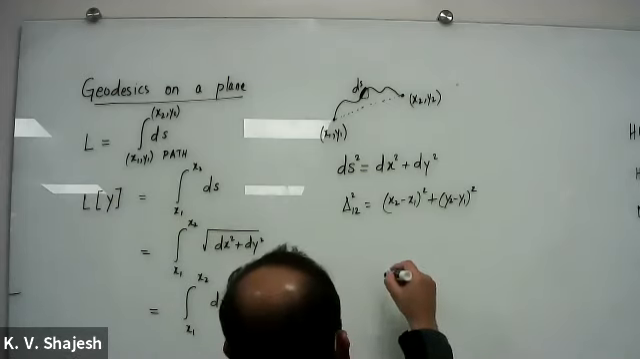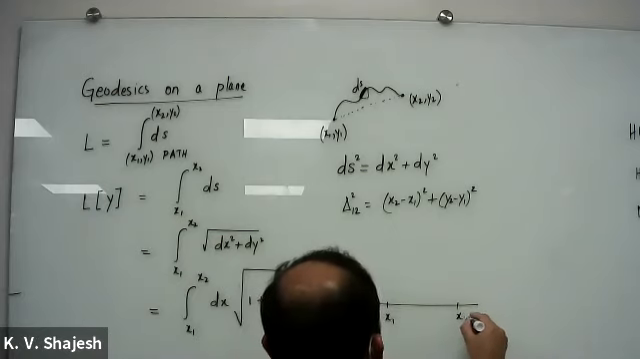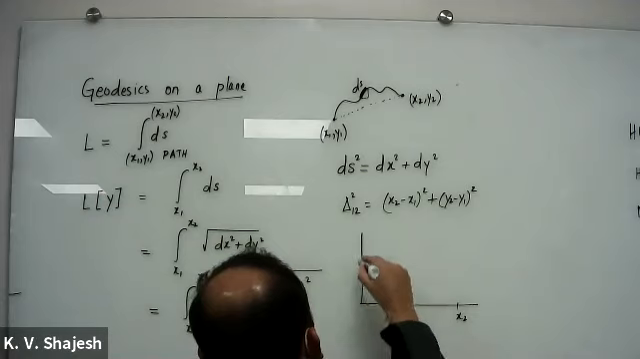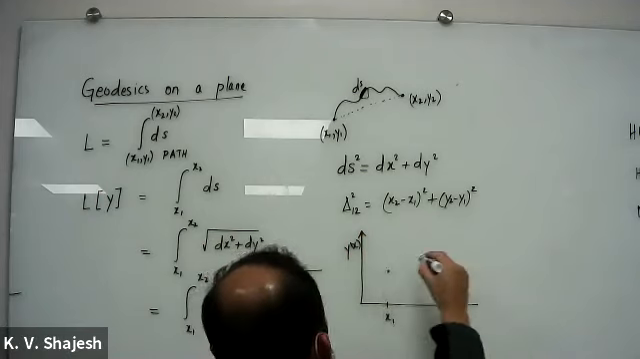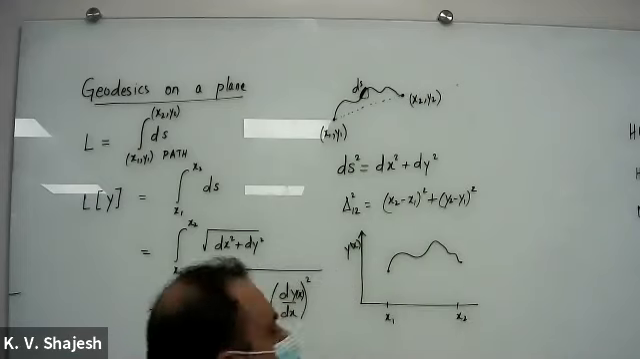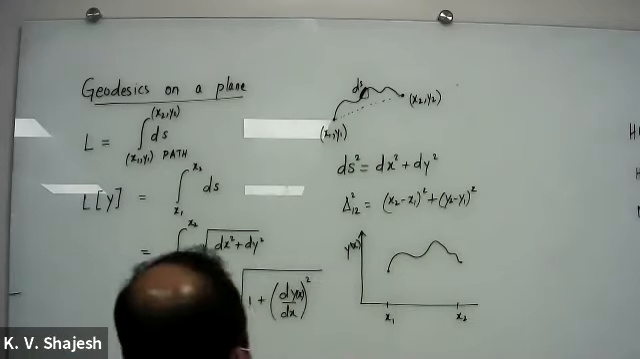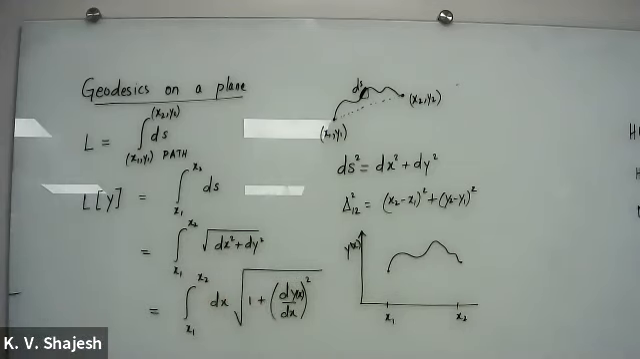So what we have here is an x1, an x2, and that's your y of x. Given these two points, we have a general function y of x like that. But we would like to know for which path this length is the minimum. The length of this path should be a minimum. The construction of the problem is clear, I suppose.